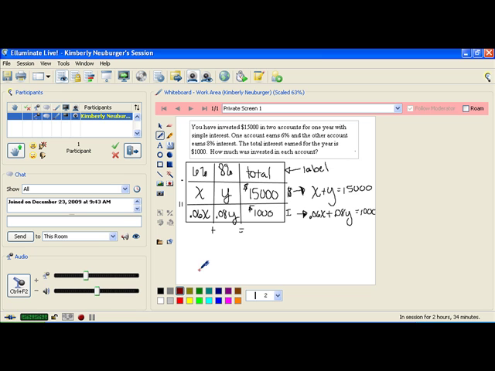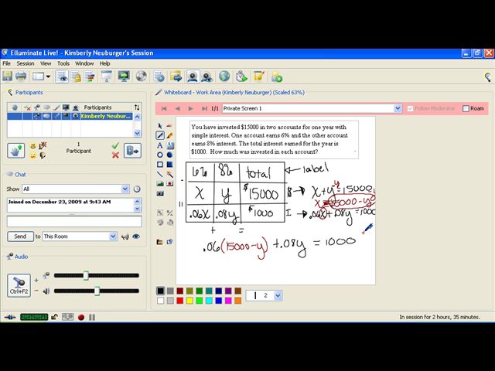I'm going to solve for x. To do that, I have to subtract y from both sides of the equation. That makes x equal to 15,000 minus y. Since x is that, and x is the same in both equations, I can take this and replace the x in the other equation with it. What that does is it gives me 0.06 times (15,000 minus y) plus 0.08y equals 1,000.